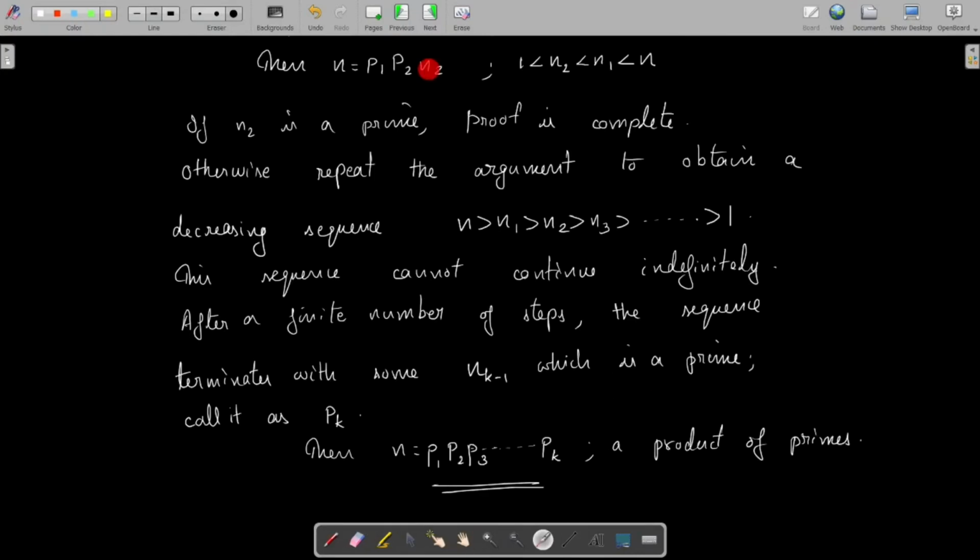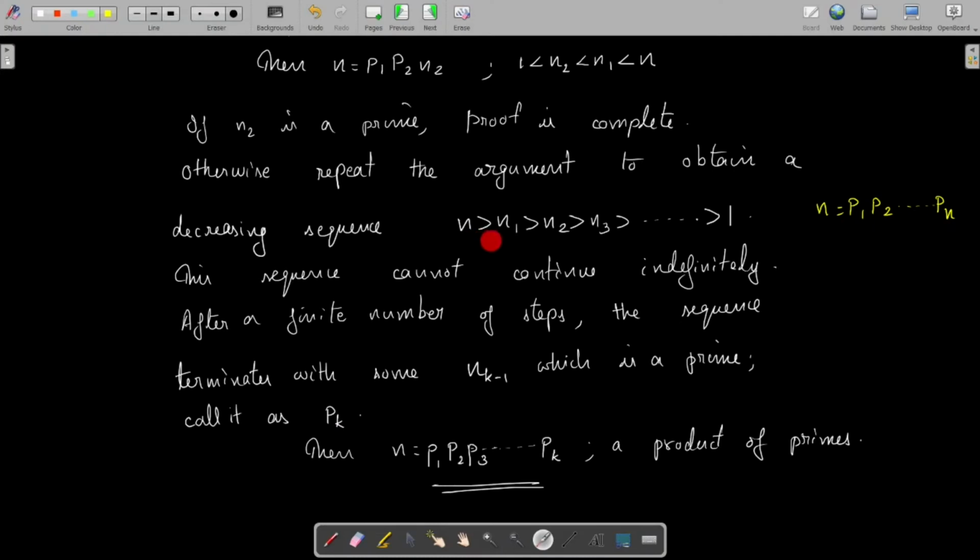If n2 is a prime, we can complete the proof. That is, n equal to p1 into p2 into n2, where n2 also is a prime. Therefore we get n as a product of primes. Otherwise, we repeat the same argument again and again, and we obtain a decreasing sequence n greater than n1, greater than n2, greater than n3, greater than etc., greater than 1. And this sequence cannot continue indefinitely because after a finite number of steps, the sequence terminates with some nk minus 1, which is a prime, and call it as pk.